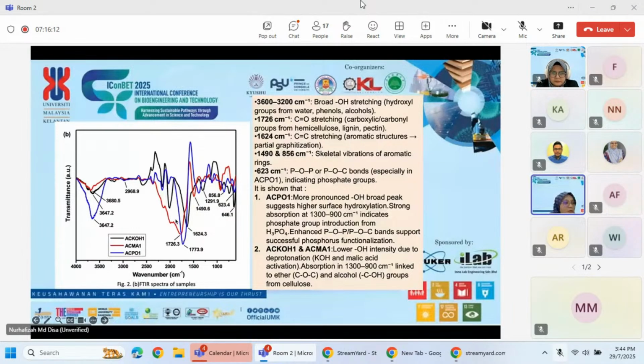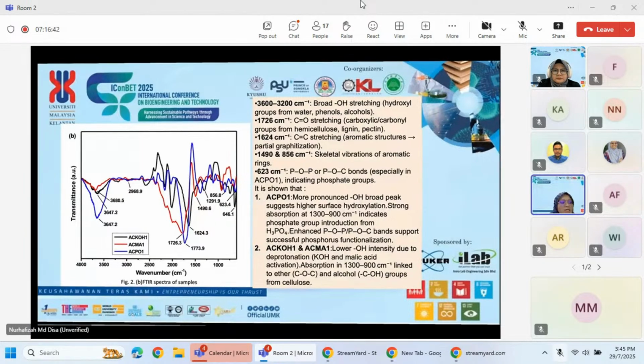Meanwhile, the peak at 1,600 was assigned to C=C aromatic structures, which indicates partial carbonization, contributing to the material's structural stability during high temperature applications. And all these bands confirm successful chemical activation, which is known to promote mesoporosity and introduce phosphorus functionalities that can enhance heavy metal adsorption.